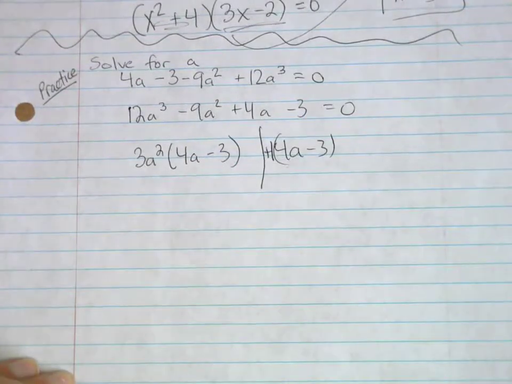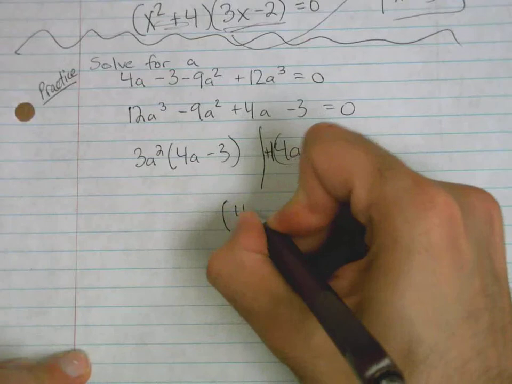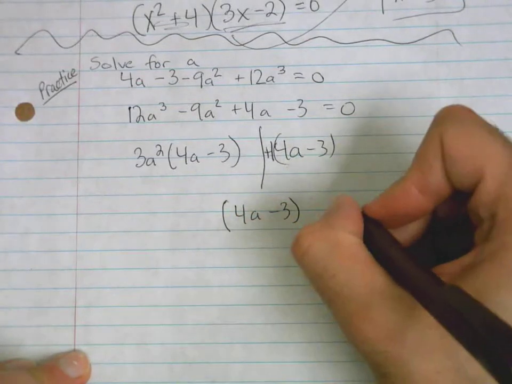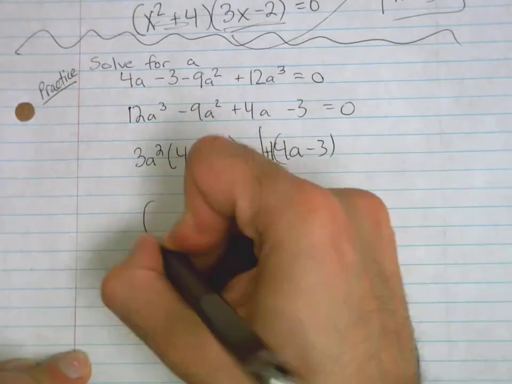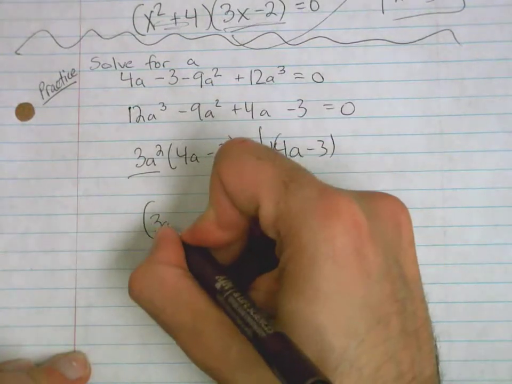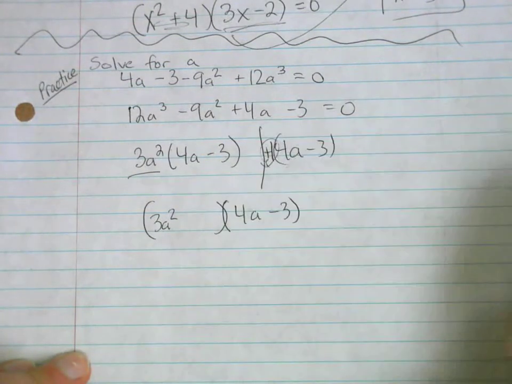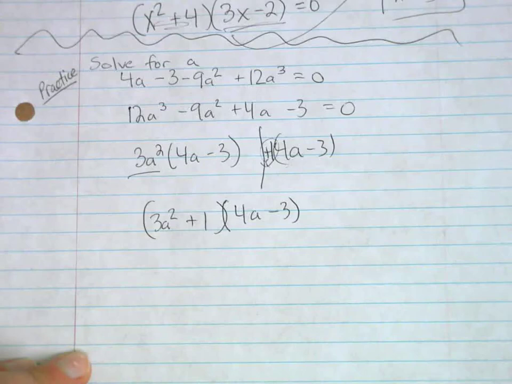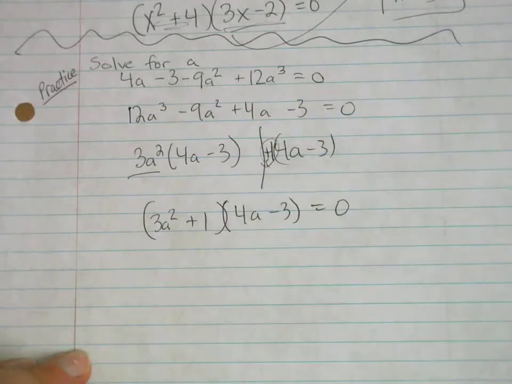So when we write out our factored form, we have 4a minus 3. And what goes in these parentheses? Very good. 3a squared, and that's plus 1. Okay. Set them equal to 0. You've got to find the roots.